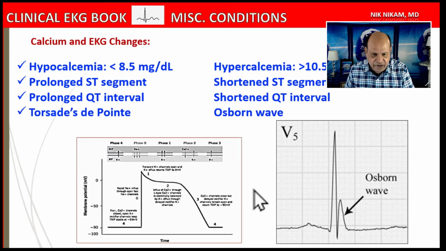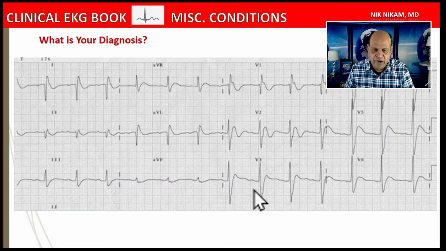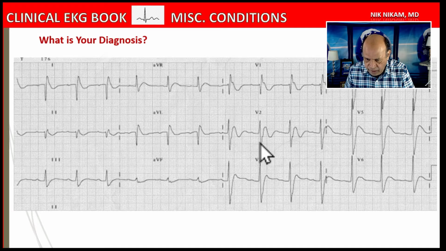So let us look at some examples and see what we can learn. Here is an electrocardiogram, and what is your diagnosis? I think the most obvious thing is a shortening of the ST segment with a rounded top, resulting in an Osborn wave, and this is a tracing from a patient with hypercalcemia whose calcium level is probably in the range of 10 or greater.